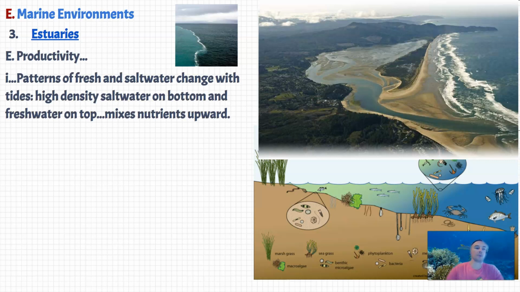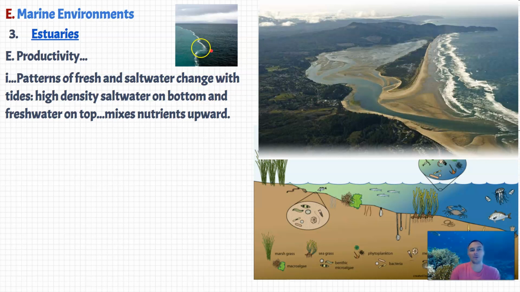So let's talk about productivity in estuaries, why they're so productive. So there are patterns of fresh and salt water, and they change with the tides. High density salt water sinks underneath and goes on the bottom of the fresh water, which mixes coming from the top. So as the rainwater comes in, can you see my hand? Not really. It rides on top, and then the salt water pushes up underneath.